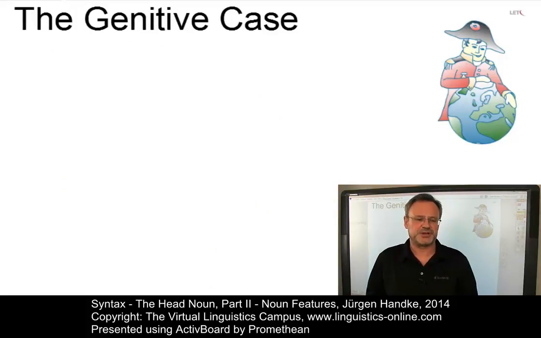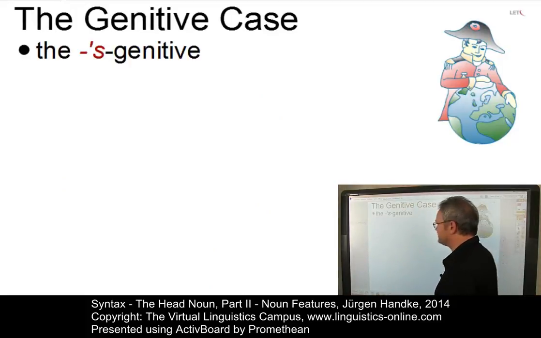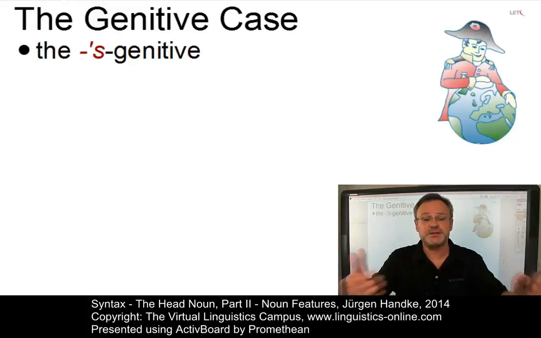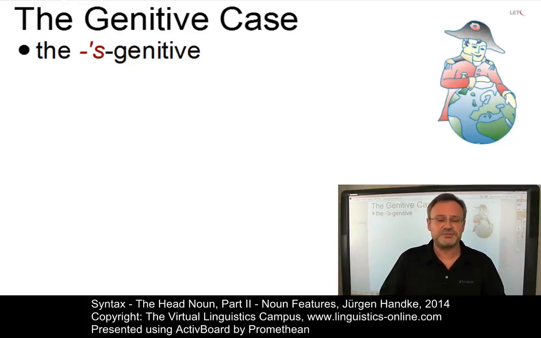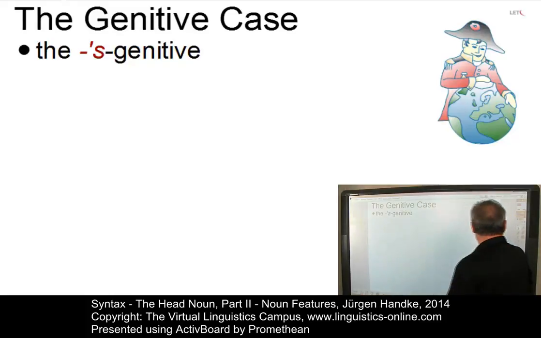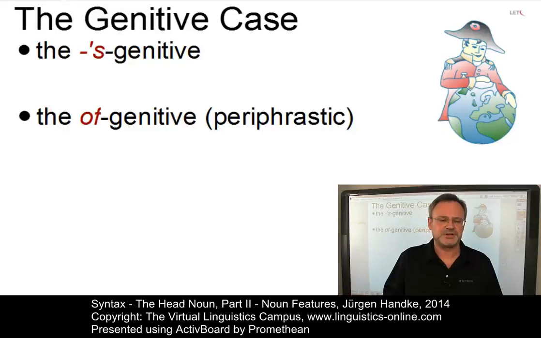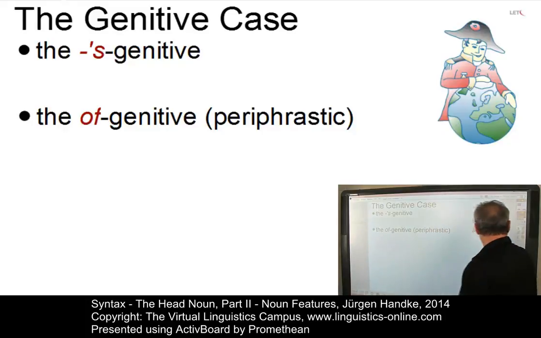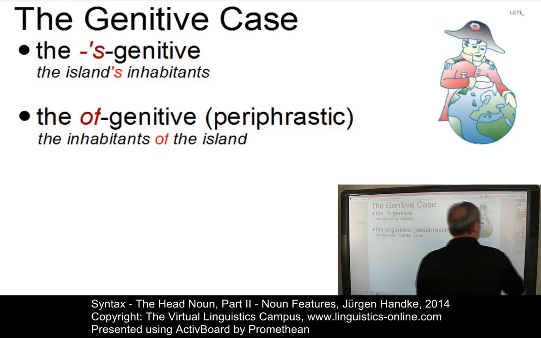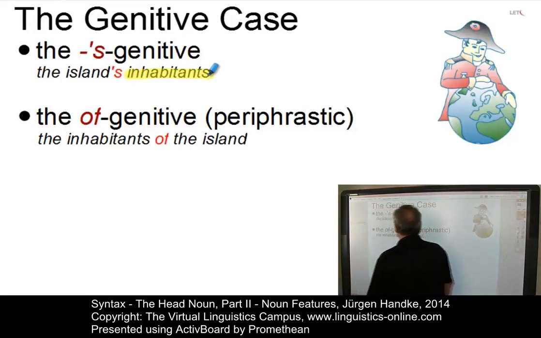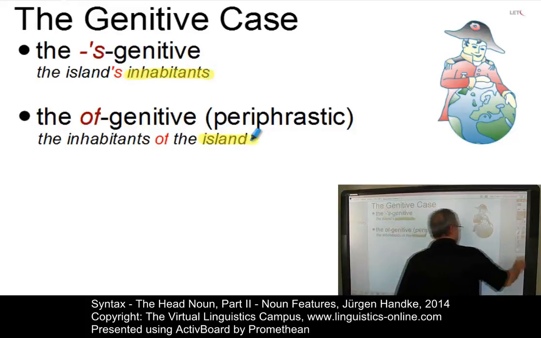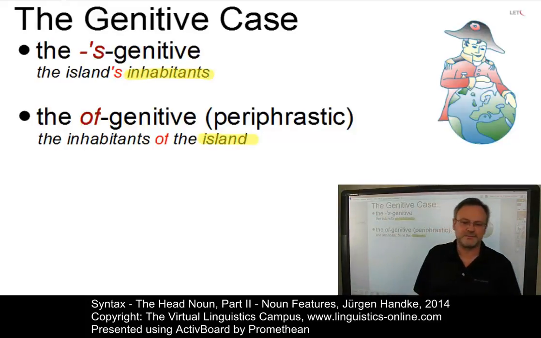Formally, there are two types of genitive. The S genitive, I already mentioned it earlier on, which is mainly used with animate gender having personal reference, so personal gender form, and the periphrastic or of genitive, which is mainly used with inanimate gender nouns. In some cases, both genitive forms are acceptable. For example, when the end focus is of importance, as in the island's inhabitants, where there's a clear-cut focus on inhabitants, versus the inhabitant of the island with a focus on island.